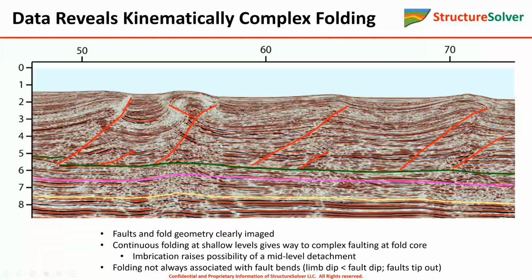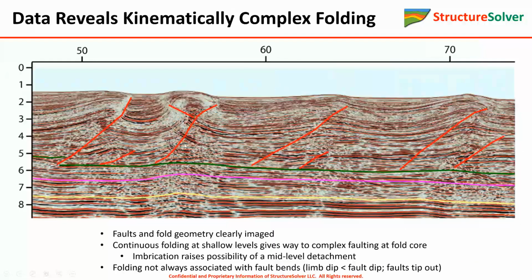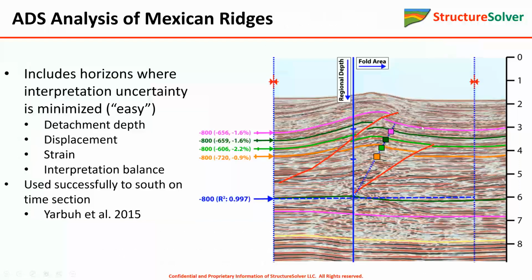So then we moved on to the fold belt itself. And again, that's pretty complex at the deeper level down here. So there's that possibility of a mid-level detachment. But at a shallow level, all the folding's fairly concentric. It's fairly easy to interpret. And so that really lends itself to our area depth work. So we take a stab at it.